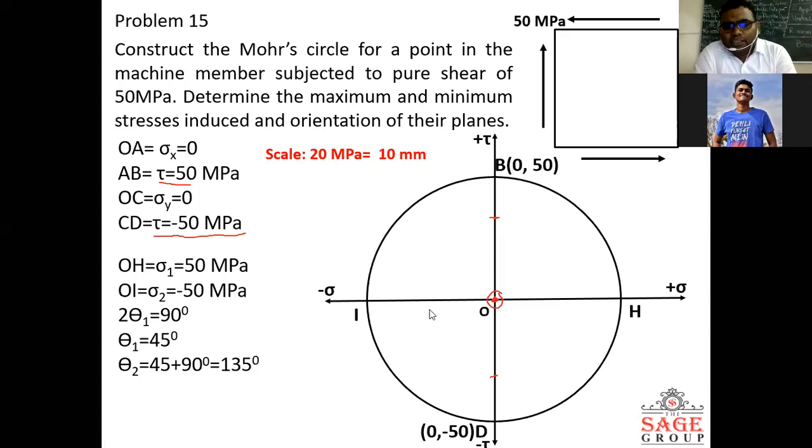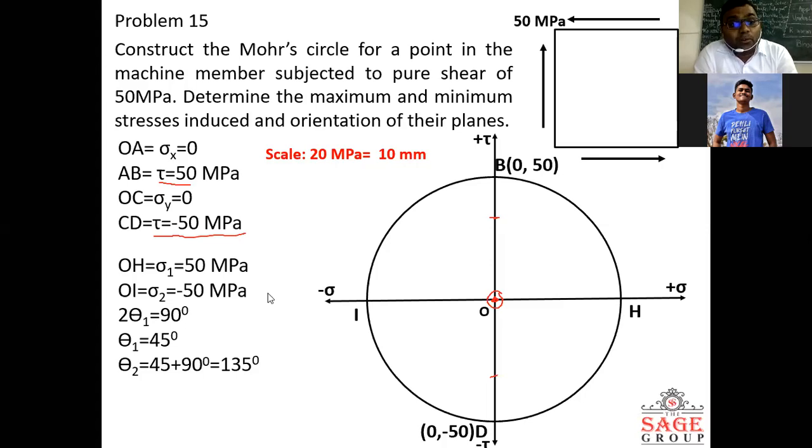You can see that if you measure this, it will definitely be equal to the radius. You need no calculation, you right away write the values of sigma 1 and sigma 2. As simple as that: one is positive, another is negative, that is 50 megapascal. This is the beauty of this question.